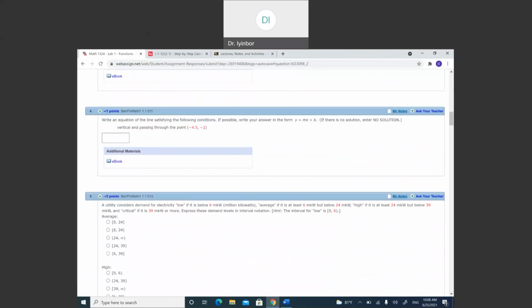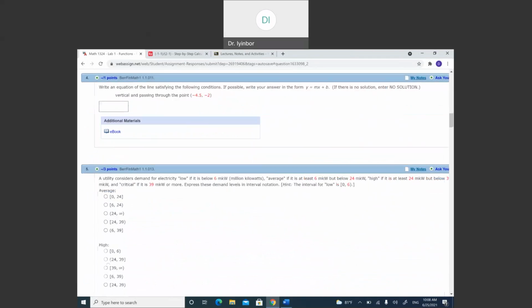And number 4 says, write the equation of the line, and it has to be in y equals mx plus b. It's a vertical line, and it's passing through this point. These are always the coordinates of point x and y.